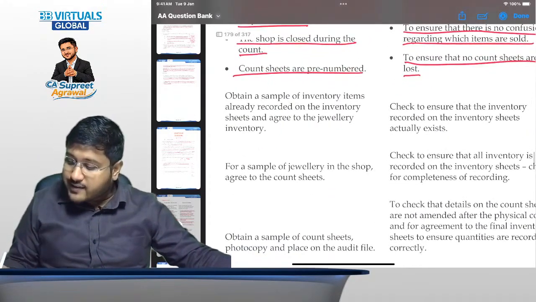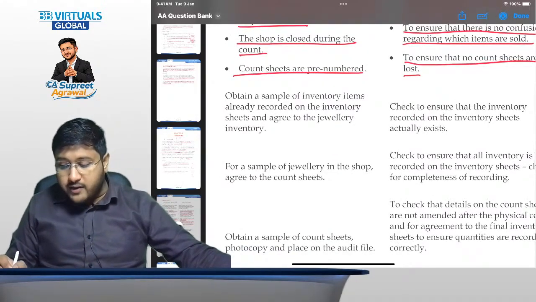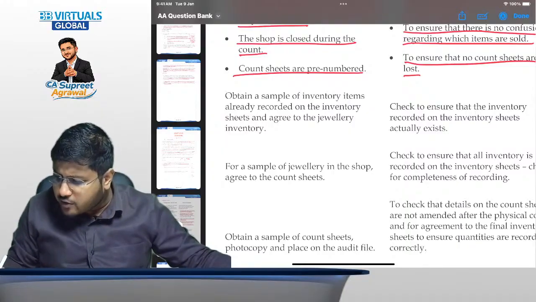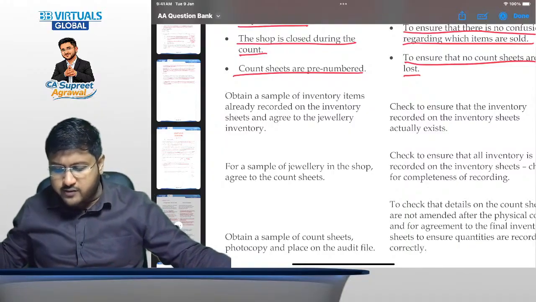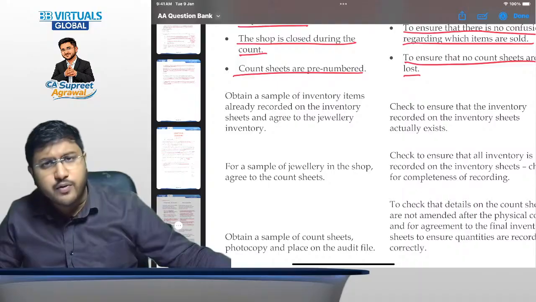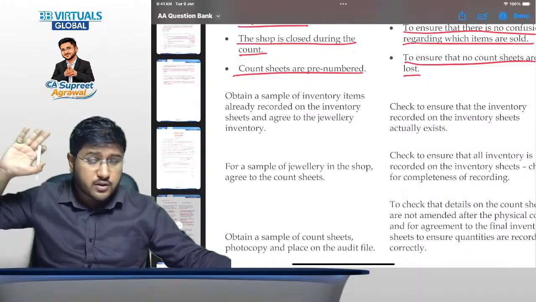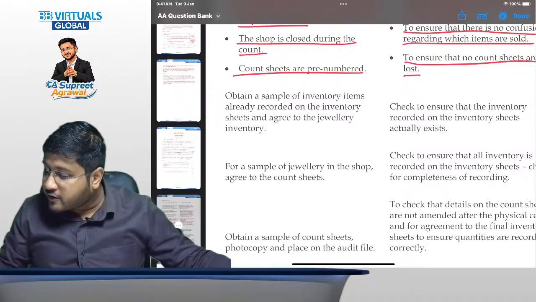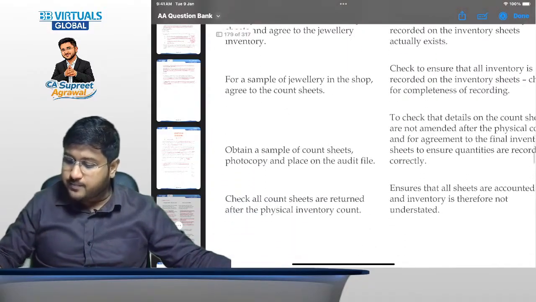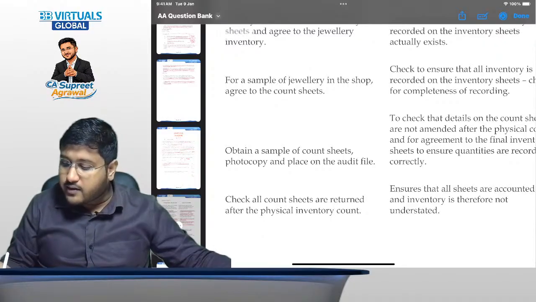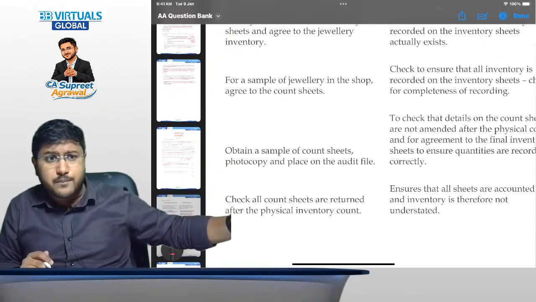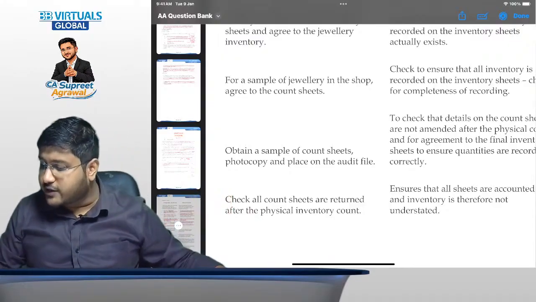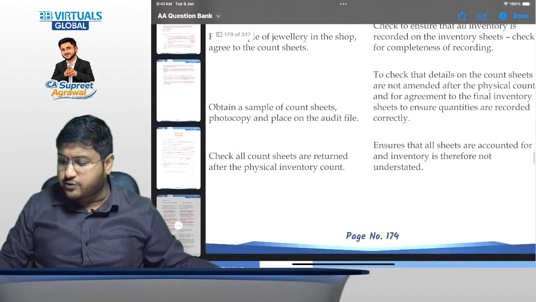Now, obtain a sample of inventory items already recorded on the inventory sheets and agree to the jewelry inventory. What is the meaning of this? Select certain items from the ledger and then match them with the ground reality. Check to ensure that inventory recorded on inventory sheets actually exists. Then for a sample of jewelry in the shop, agree to count sheets. That is, take certain samples from the shop floor and check whether they are present in the ledger also. Check to ensure that all inventory is recorded on the inventory sheets.